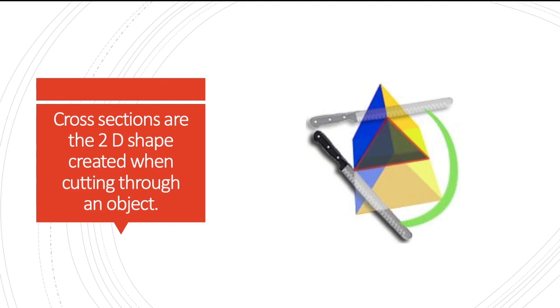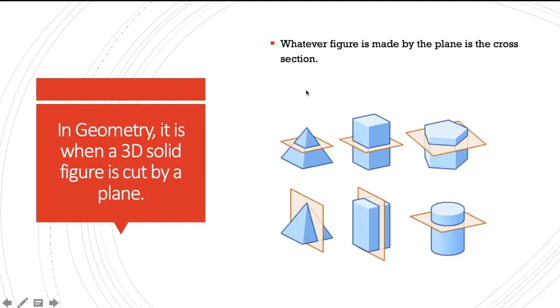So first thing we're talking about is cross sections are the 2D shape created when cutting through an object. So we have this object right here. We have this triangular prism that they cut directly in half. The new shape, the new face that was created when they were cut is a triangle. So that is what the cross section is. The cross section is that triangle. So in geometry, it is when a three-dimensional solid figure is cut by a plane, the new side, again, is going to be your cross section.